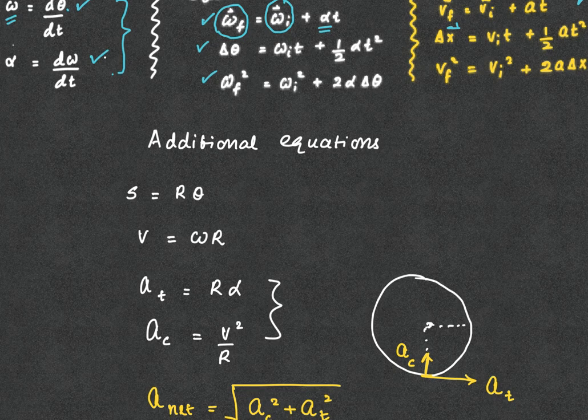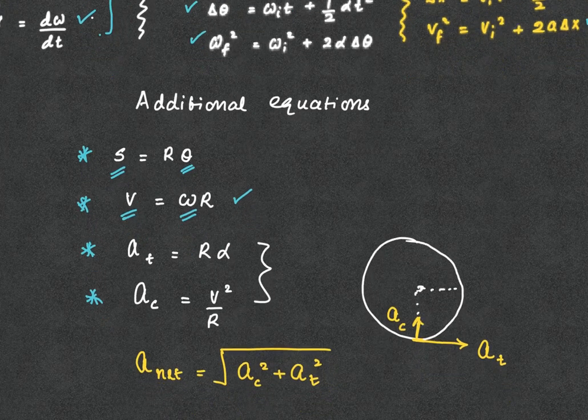Now there are a couple of additional equations. These are extremely useful because they relate the angular terms to linear terms. Here you have the arc length, and there you have the angular displacement. So basically S is the linear form and theta is the angular form. And here you have linear velocity, there you have angular velocity. So this equation relates linear velocity to angular velocity.